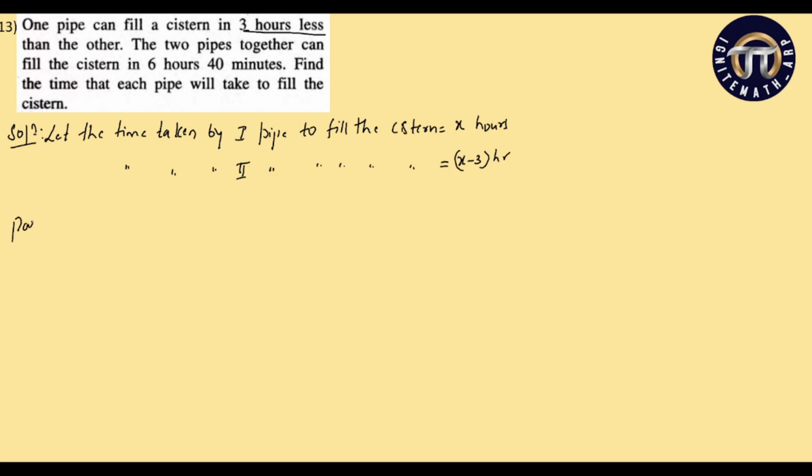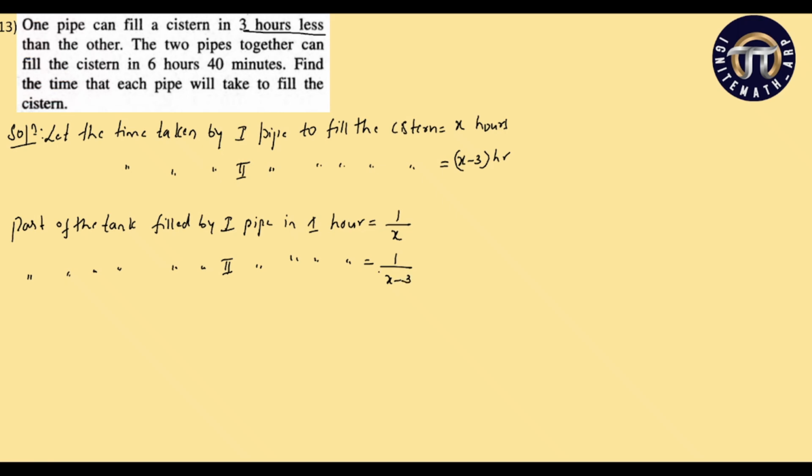Now part of the tank or cistern filled by first pipe in 1 hour, okay, so is equal to, I can write it as 1 by x. So similarly, part of the tank filled by second pipe in 1 hour is equal to 1 by x minus 3. If both the pipes are open together, they are filling the cistern in 6 hours 40 minutes.